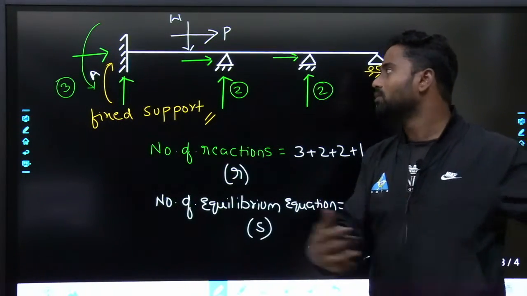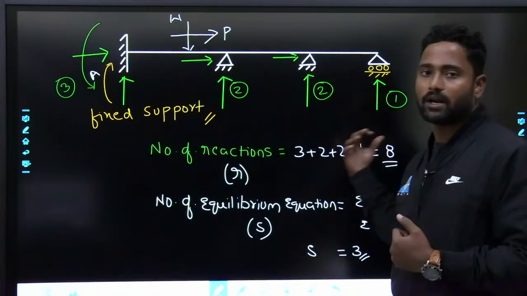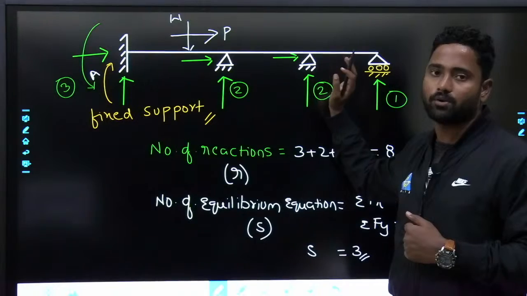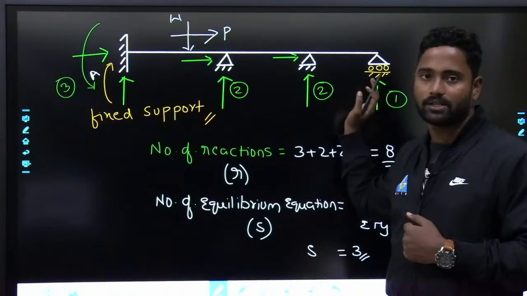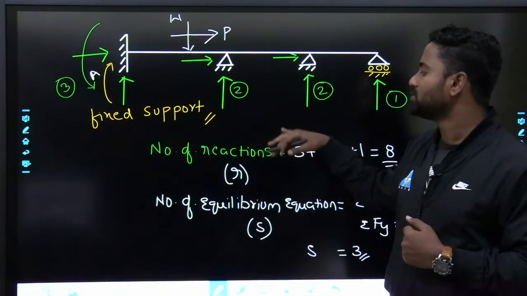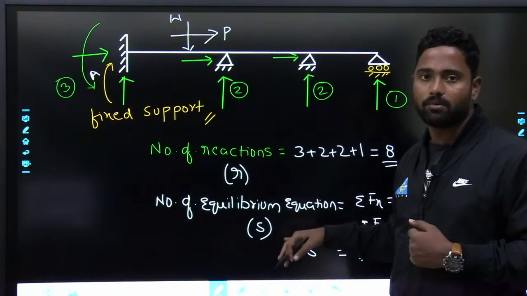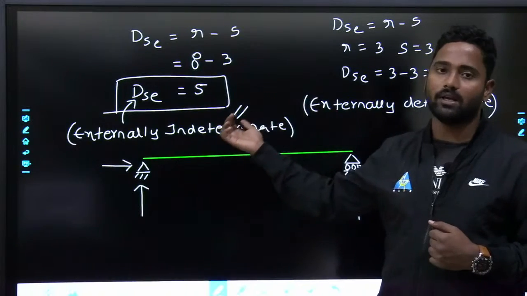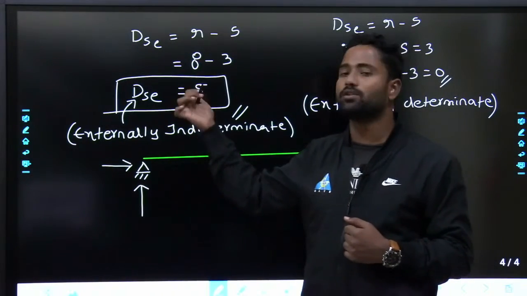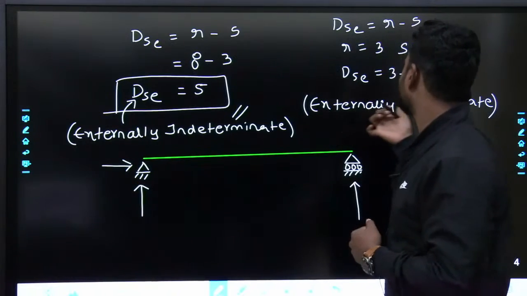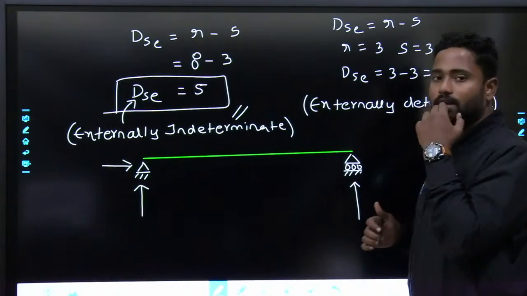Okay. Now these are the different types of supports. At fixed support there will be 3 reactions, at hinge support 2 reactions, at roller support there is 1 reaction. Number of unknown reactions over and above the equilibrium equations. So unknown reactions here it is 8, equilibrium equations is 3, and DSE is something like this you found out. So if DSE is more than 0, then it is externally indeterminate. If DSE is less than or equal to 0, then it is called externally determinate.